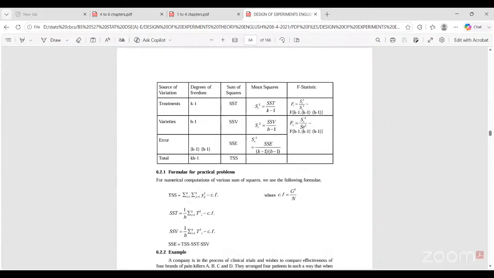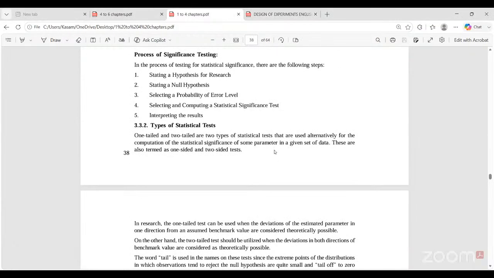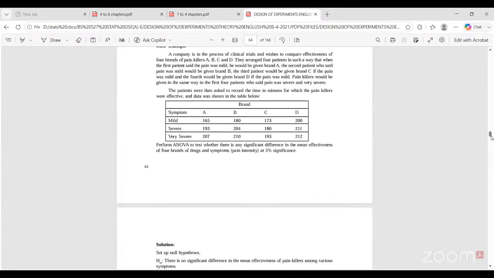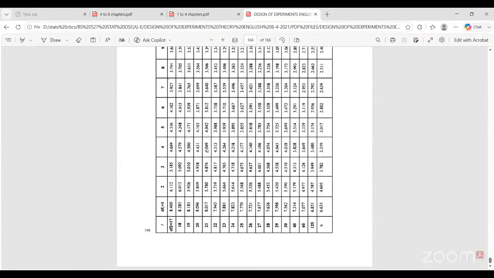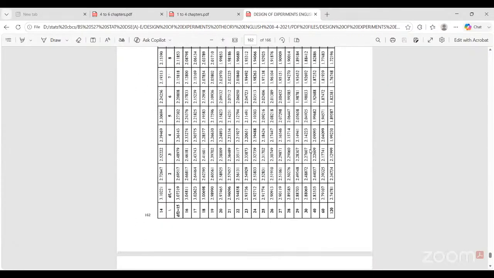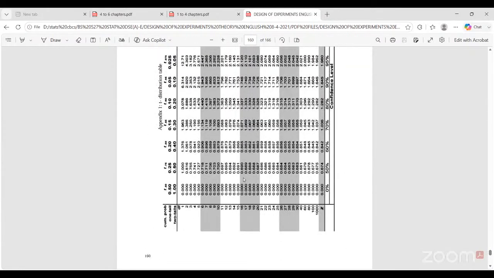So in the problem we are taking, as per your syllabus, this is the types of statistical tests, null hypothesis, and computing statistical tests. So here, one-tailed or two-tailed. One-tailed, two-tailed means it is here. These are the diagrams and tables you are looking at. So this is called one-tailed, two-tailed test.